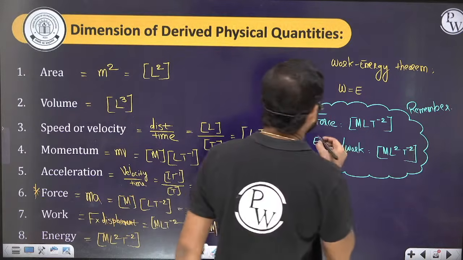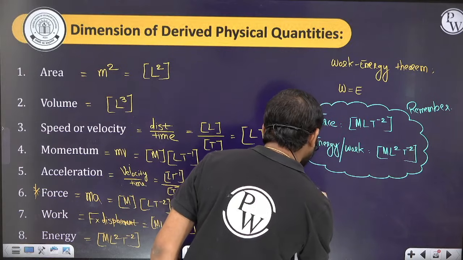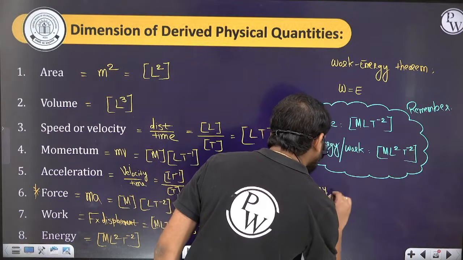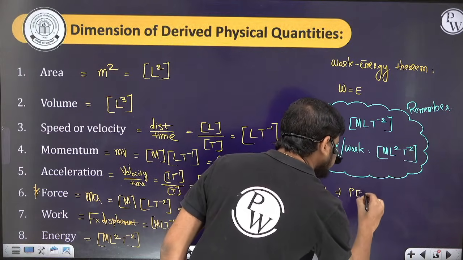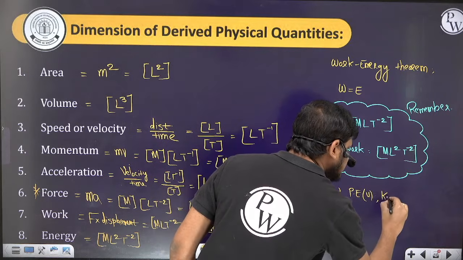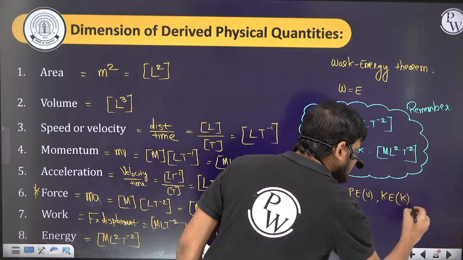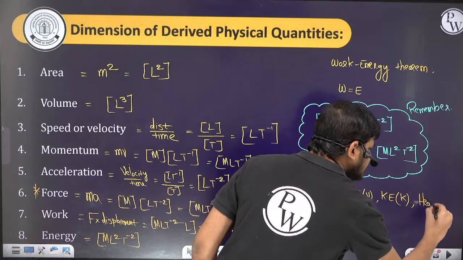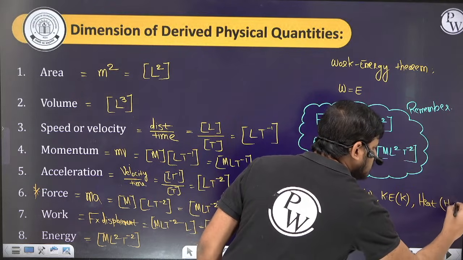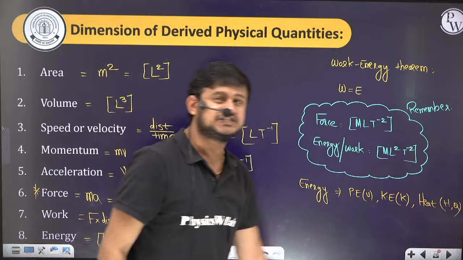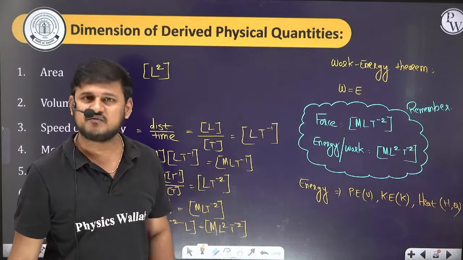That's it. So the energy here can be the potential energy, which is U, or it can be the kinetic energy, which is denoted by K, or it can be heat, which is H or Q. Sometimes it can be denoted with H or Q. Heat is also a form of energy, right?